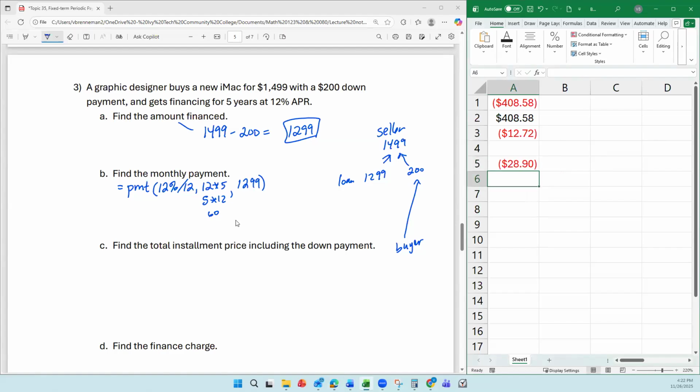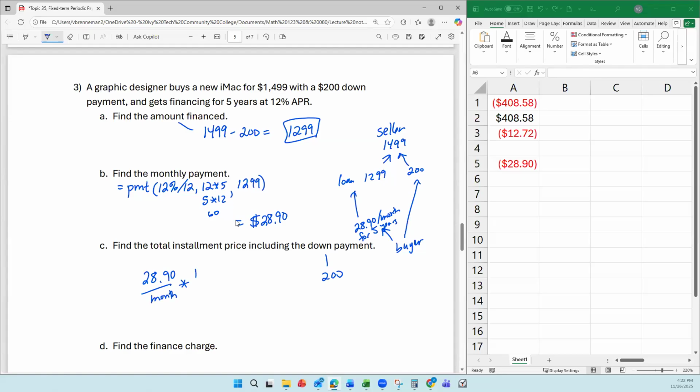$28.90 for that monthly payment. So the buyer is paying $28.90 per month for 5 years to pay off the loan. The total installment price, including the down payment was $200. Then the rest is that $28.90 per month. That's 12 times per year, because there's 12 months in a year, for 5 years. So $28.90 times 12 times 5.